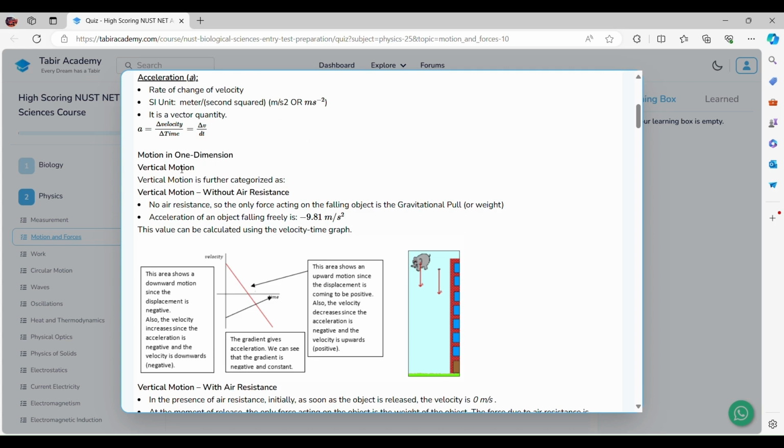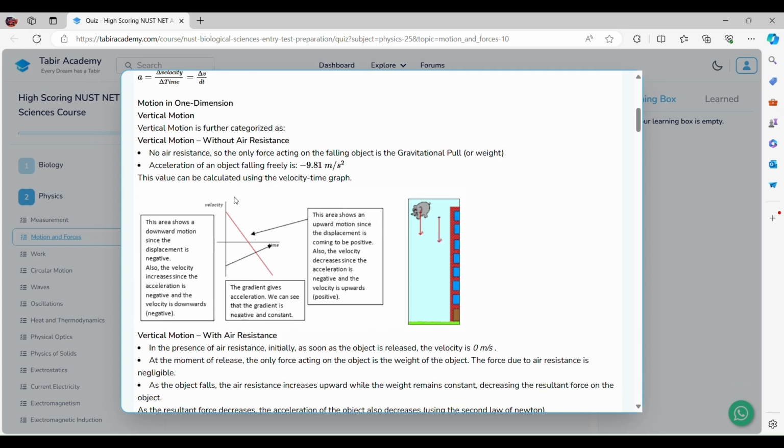So there are two types of vertical motion in one dimension. One is without air resistance and one is with air resistance. Without air resistance, the only force acting on the falling object is the gravitational pull या फिर उसका weight. Acceleration की value है वो -9.81 meters per second square होती है, डेटा बुकलेट में दी होती है.